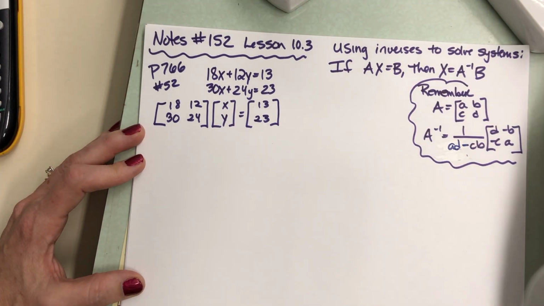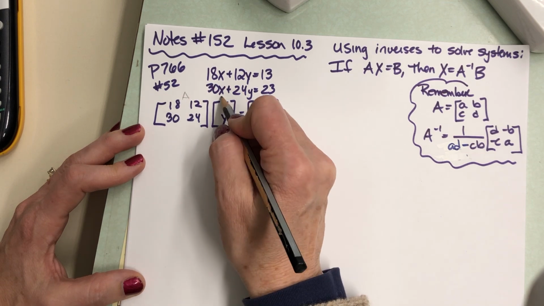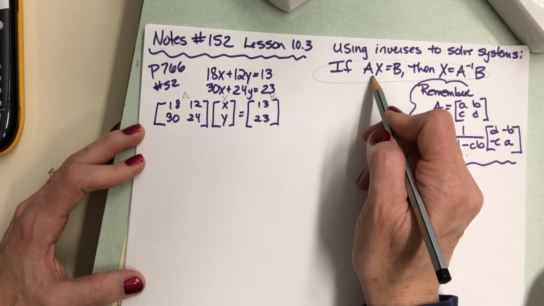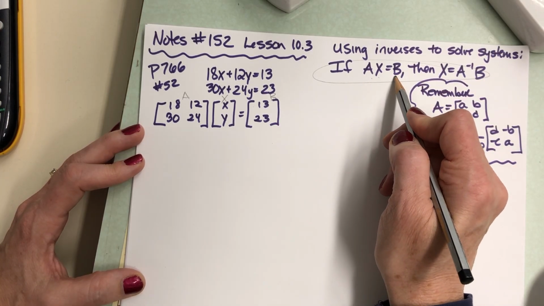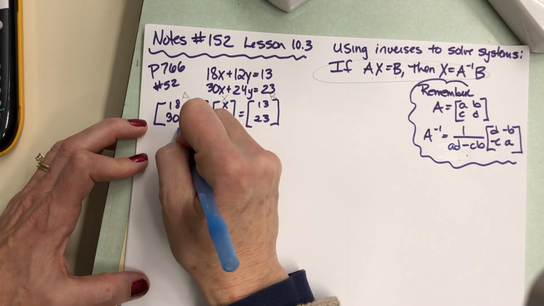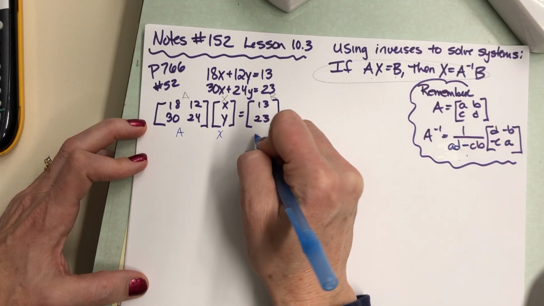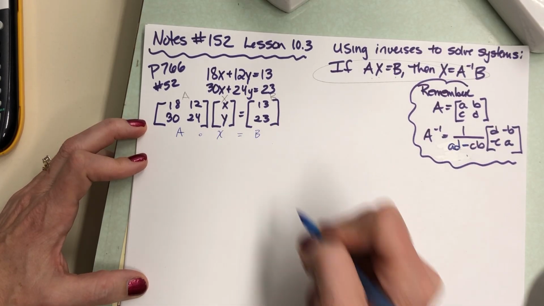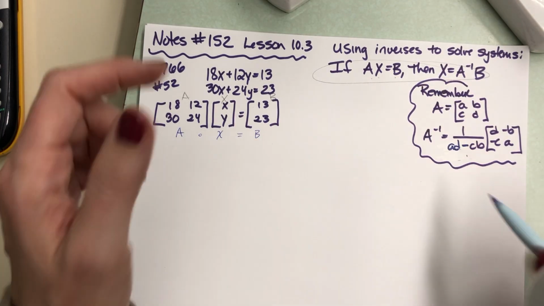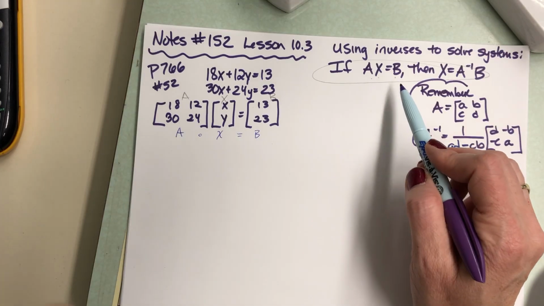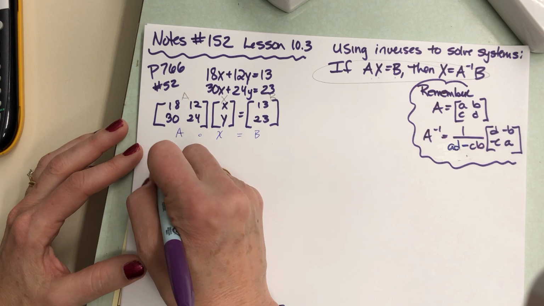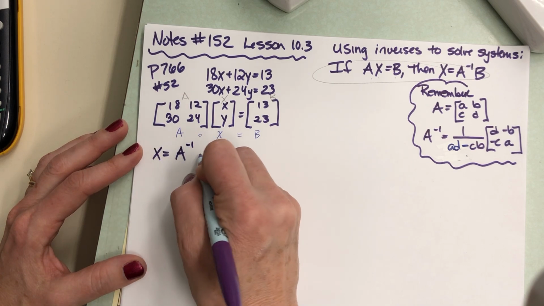Okay, so think about this. This is matrix A, this is matrix X, and this is matrix B. So what I have is matrix A times matrix X is equal to matrix B, which is exactly what I have. Now if I solve that equation, I'm really not dividing, because you don't divide matrices, you use the inverse. So I can say that X is equal to A inverse times matrix B.